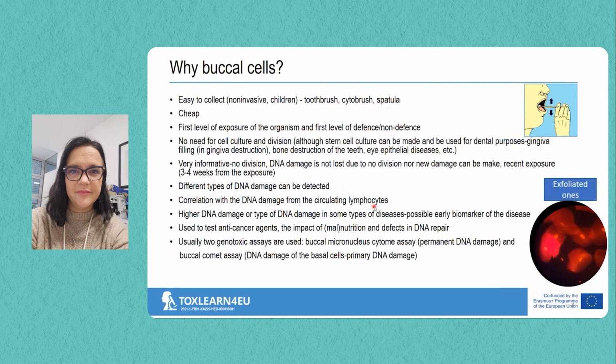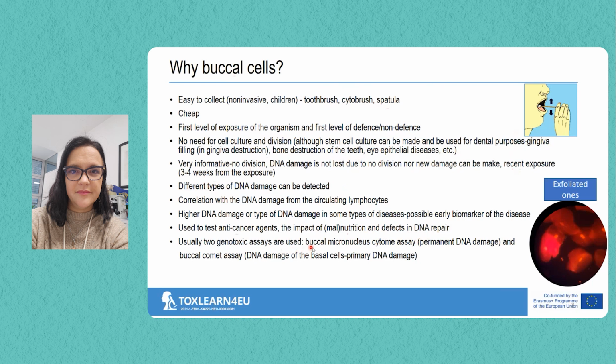Because buccal cells have demonstrated higher DNA damage, or some types of DNA damage in some types of diseases, buccal cells have the possibility to be used as an early biomarker of the disease. Today, buccal cells are used to test anti-cancer agents, the impact of malnutrition, and defects in DNA repair. Usually, there are 2 genotoxic assays that are used to assess the DNA damage in the buccal cells.